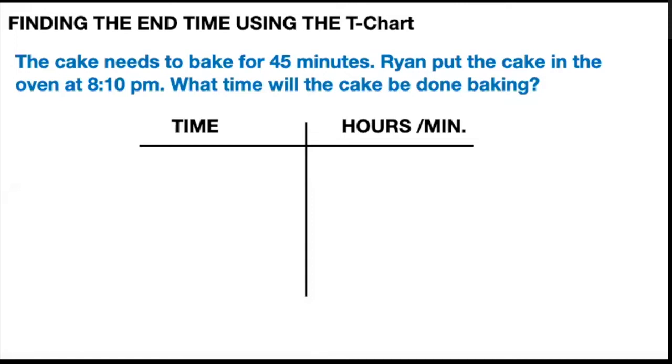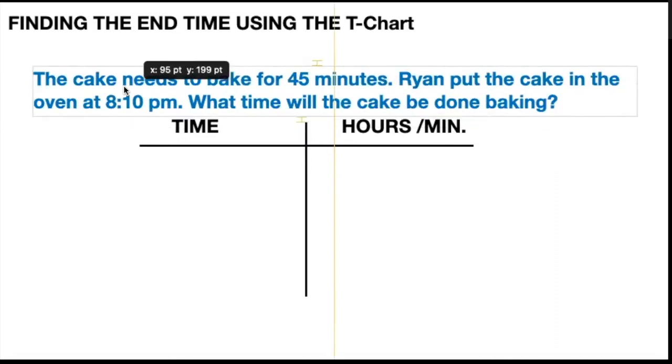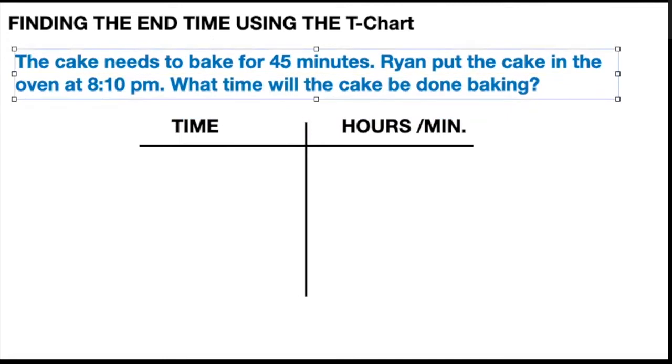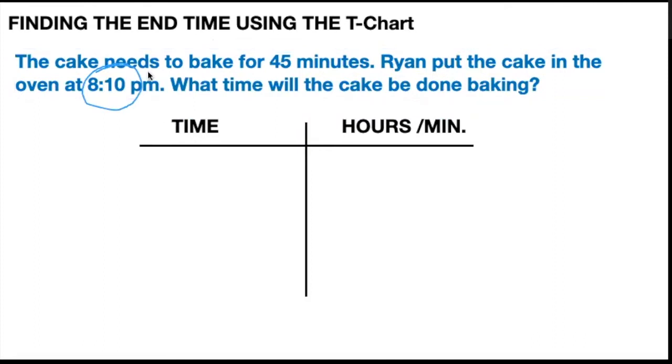The problem is the cake needs to be baked for 45 minutes. Ryan put the cake in the oven at 8:10 p.m. What time will the cake be done? So we know that the start time is at 8:10. So we put the time here. We'll start at 8:10 p.m.